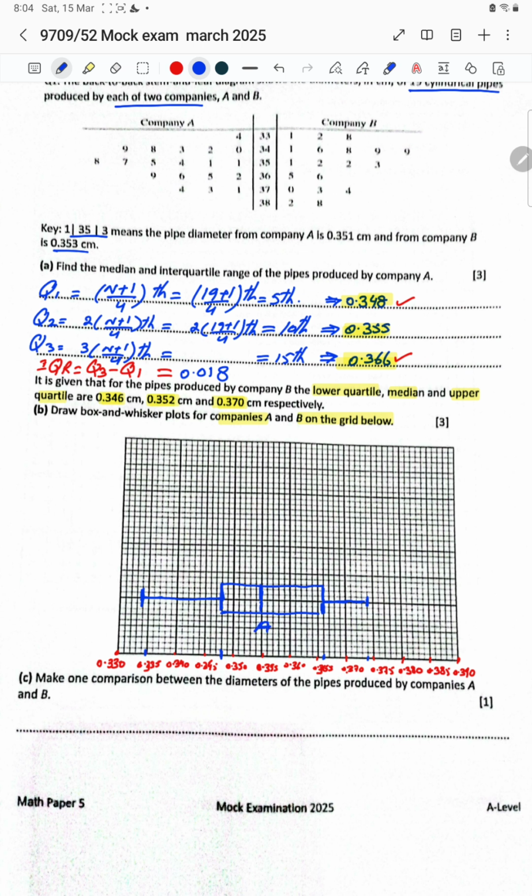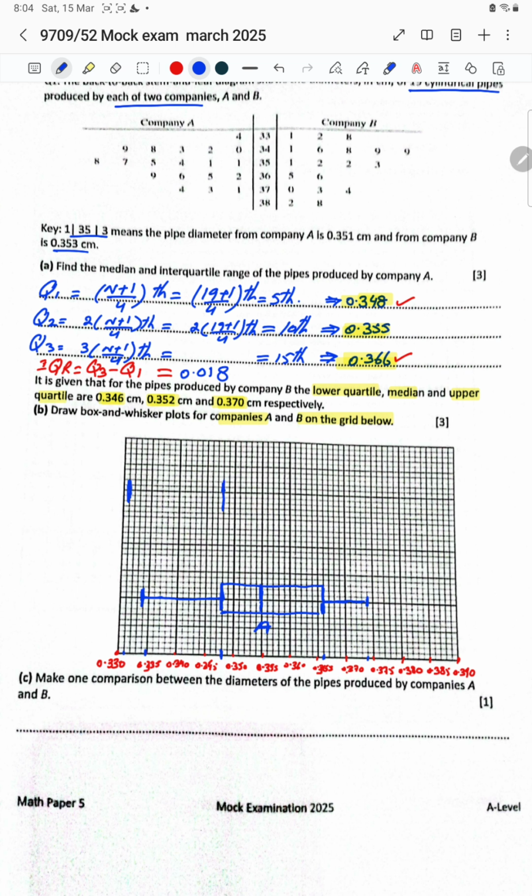The same goes for company B. The least value of company B is 0.331, so we start from here. This is the least value of company B. Then the lower quartile is 0.346, between 0.345 and 0.350, and 0.346 will be here. The same goes up.